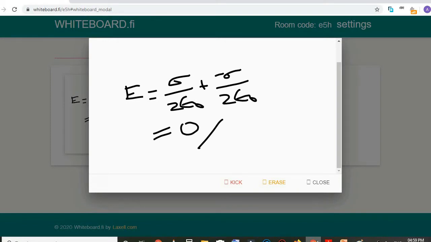That means electric field outside of a parallel plate capacitor will be 0. Whatever be the charge present in the capacitor plate, electric field outside of the capacitor will be 0.